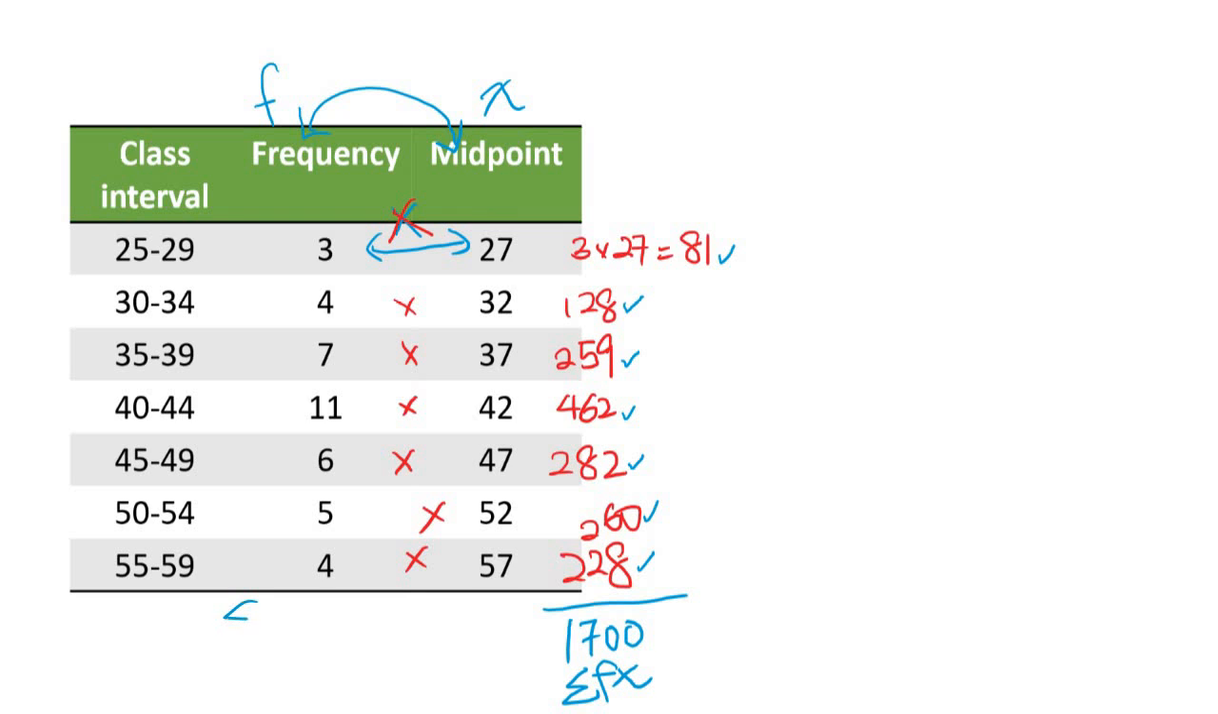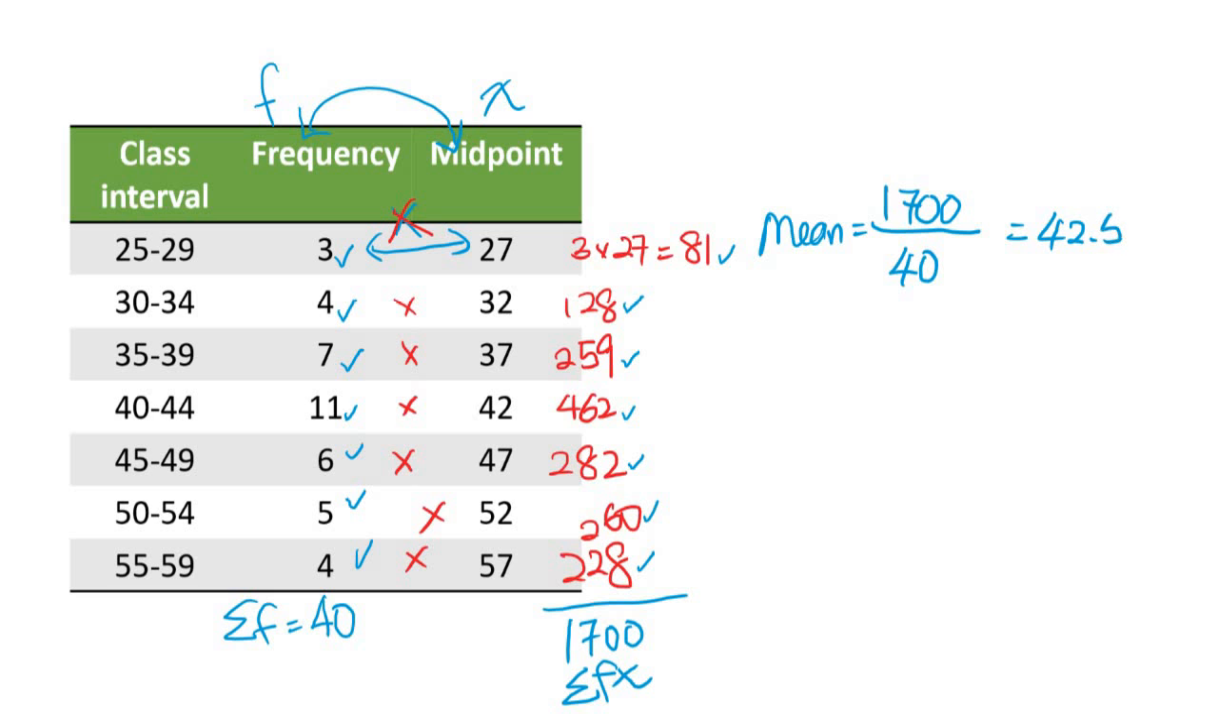Then I want to find the sum of frequency. That means all the frequencies are added: 3 plus 4 plus 7 and so on. You add everything here, you will get 40. So the mean will equal 1,700, the sum of frequency multiplied with midpoint, over 40, the sum of frequency. So this one you should get 42.5. This is the way to find the mean.